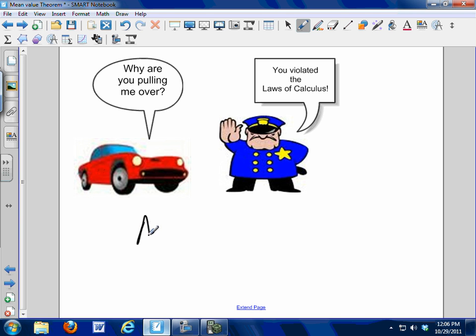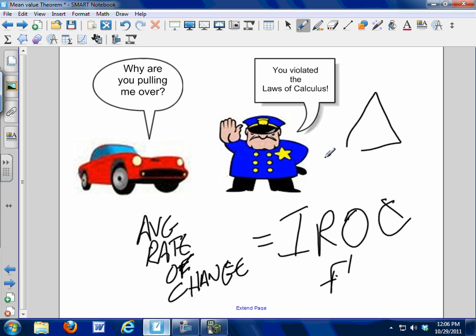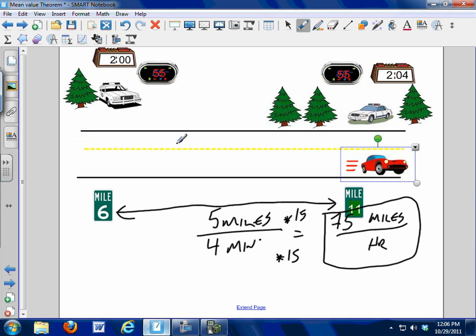Okay, so average rate of change equals the instantaneous rate of change at some point. Instantaneous rate of change is the derivative, f prime, the slope of the tangent line, all those things. Remember the connection, they all go together, IROC, f prime, derivative, they all mean the same thing. So that's what the mean value theorem tells us, and that is why our little red car got towed away to traffic court, and our friend was no longer able to drive it.